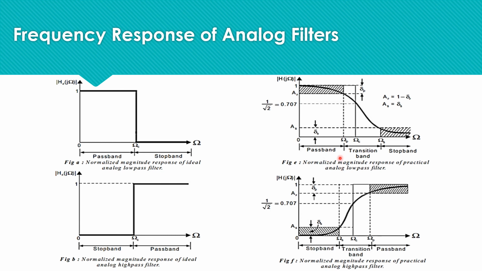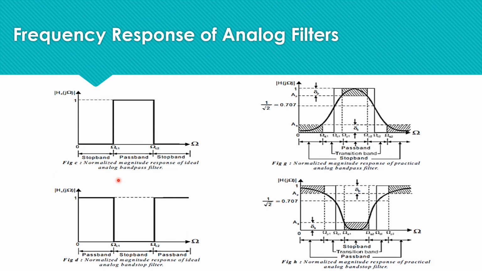This is for low pass filter, and for the high pass filter, the ideal magnitude response is like this. Here also we can see that there is a sudden transition from stop band to pass band. But in the practical case, the transition is gradual. This is our stop band and this is our pass band. Pass band edge frequency is noted as omega p and stop band edge frequency is taken as omega s.